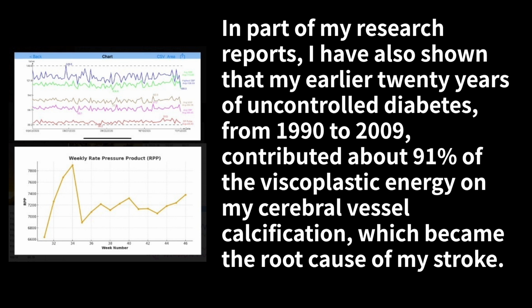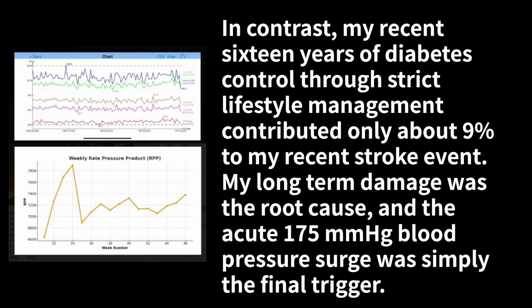In part of my research reports, I have also shown that my earlier 20 years of uncontrolled diabetes, from 1990 to 2009, contributed about 91% of the viscoplastic energy on my cerebral vessel calcification, which became the root cause of my stroke. In contrast, my recent 16 years of diabetes control through strict lifestyle management contributed only about 9% to my recent stroke event. My long-term damage was the root cause, and the acute 175 mm of mercury blood pressure surge was simply the final trigger.